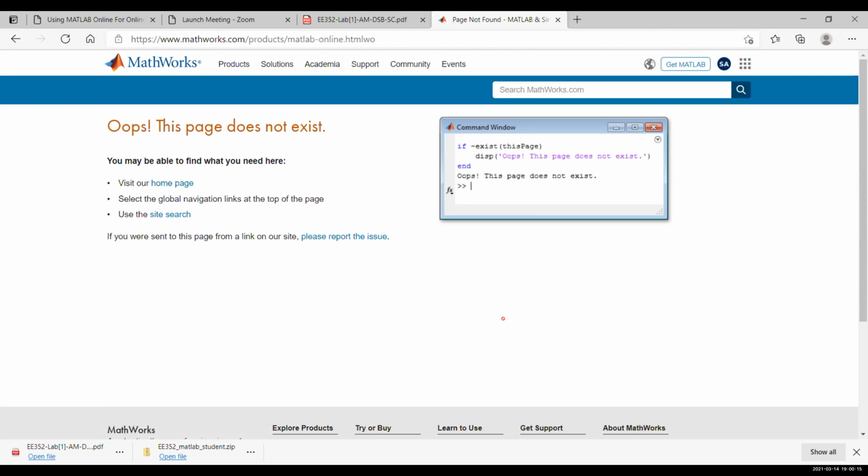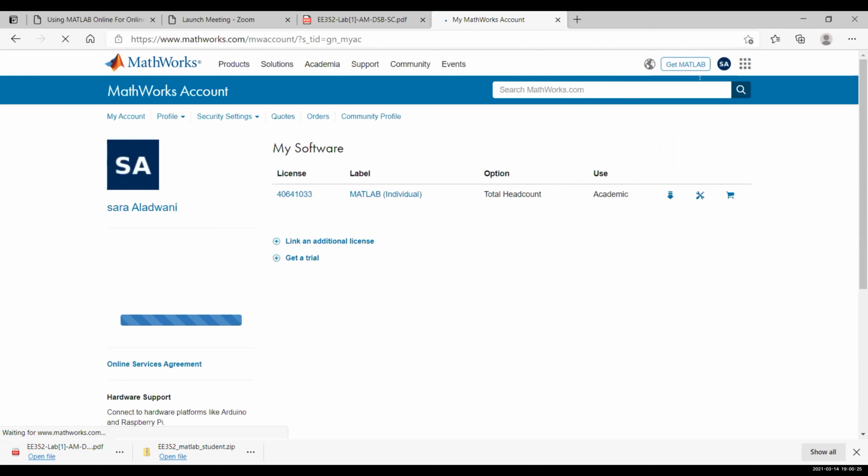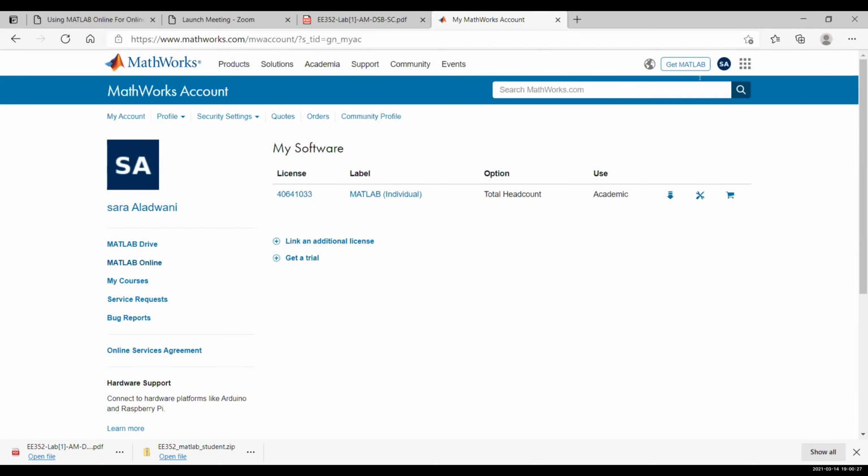Okay. Click on this SA here. Click My account. Then on the left side you have got second option, MATLAB online. Second option on the left side. Here. Okay. Click on it, MATLAB online. And here you have your MATLAB ready. So you don't have to install it.